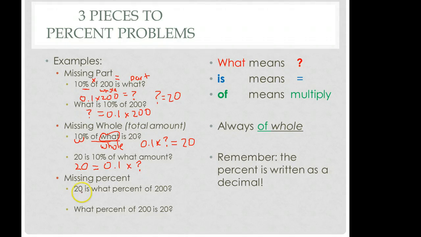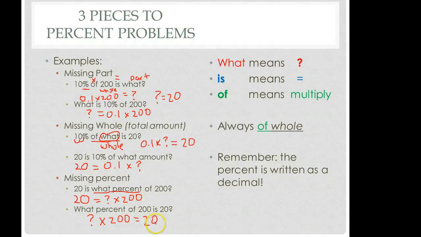The missing percent is another way we can see it, and here we'll do a direct translation. 20 is what percent? It says I don't know the percent. So 20 is what percent of 200? And then what percent, question mark, of 200 is 20. So these are all different ways that you can see this written, and you can come back and review this slide to help you remember how to set things up.